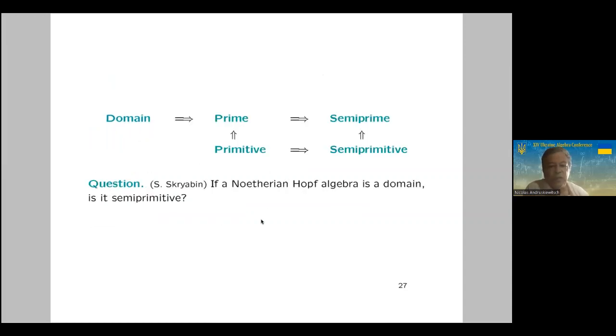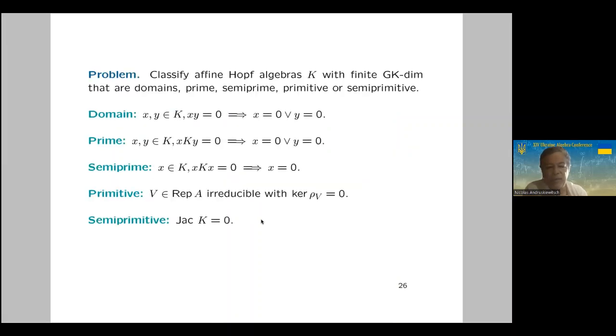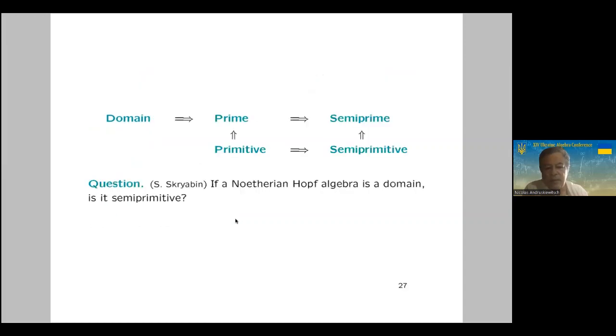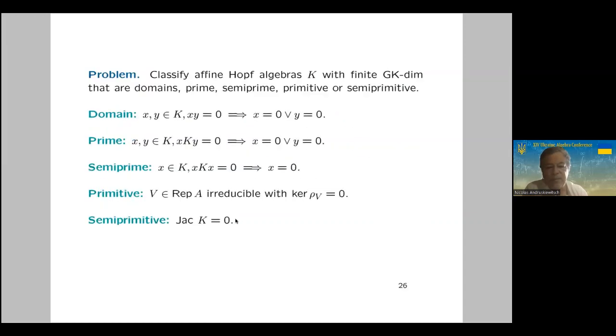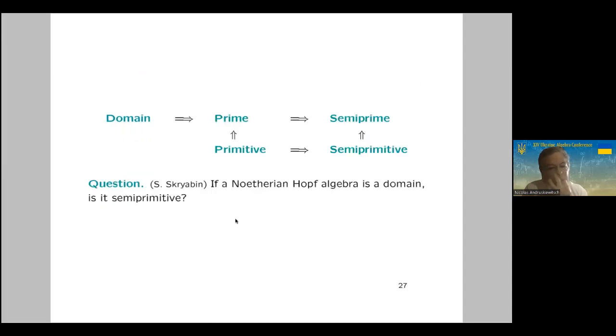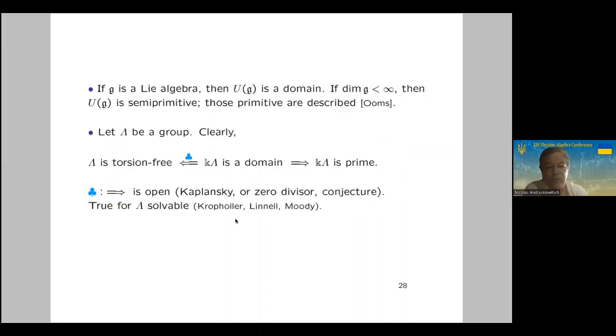However, I would like to mention a question by Scriabin. If you have a Noetherian Hopf algebra K which is a domain, is it true that it is semi-primitive? So semi-primitive means that the Jacobson radical of K is 0. In general, it's not true that a domain is semi-primitive, but for Hopf algebras, it is open. And I think this is a very interesting question.